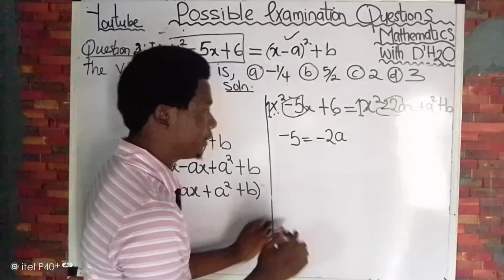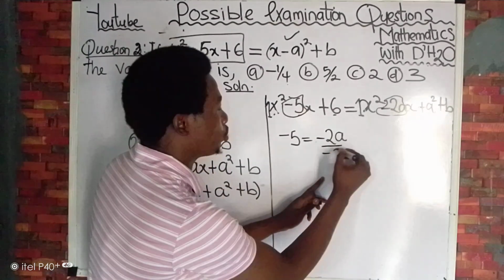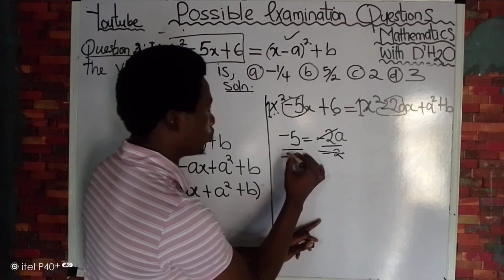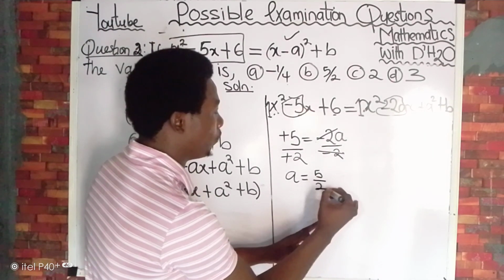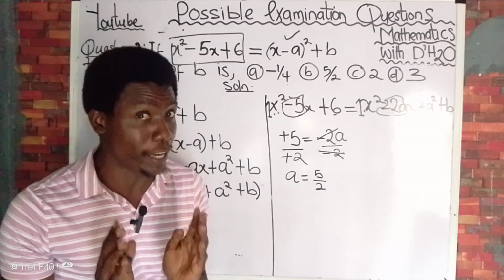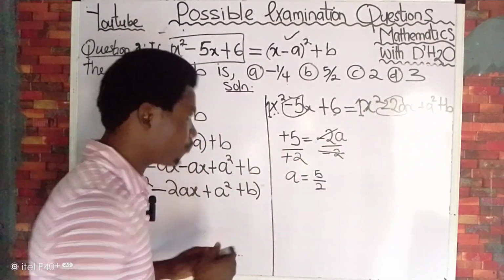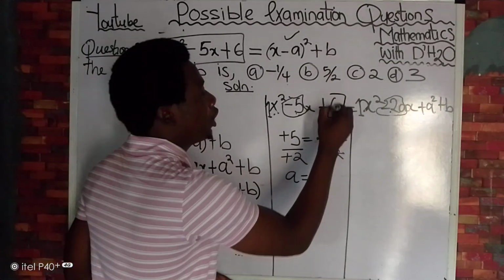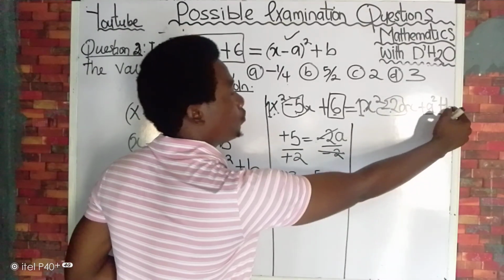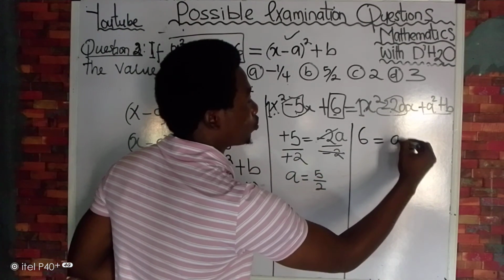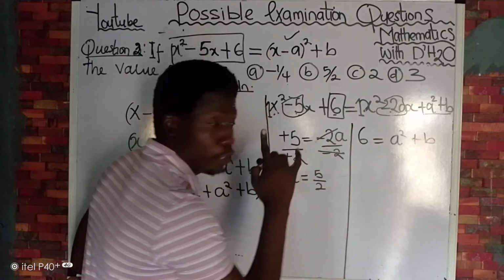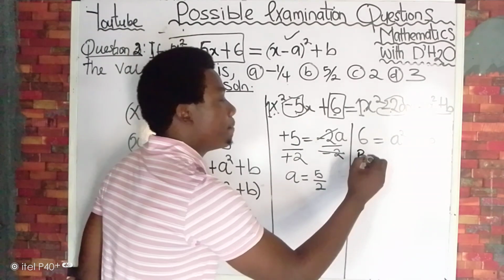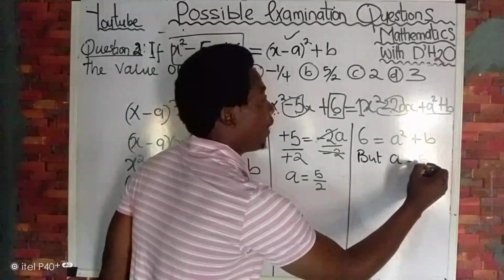So what do we have to do now? Very easy. Divide both sides by minus 2. The minus cancels the minus. So a will be equal to 5 over 2. Now don't forget that you were told to find the value of b, which is this b. Now watch this again. If this corresponds to this, it means that 6 will be the remaining value, which is a squared plus b. So we can say that 6 is equal to a squared plus b. Knowing fully well that we are looking for b, and a is 5 over 2, we can say a is equal to 5 over 2.